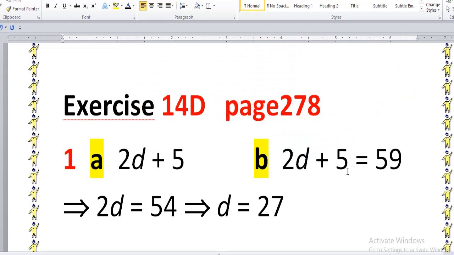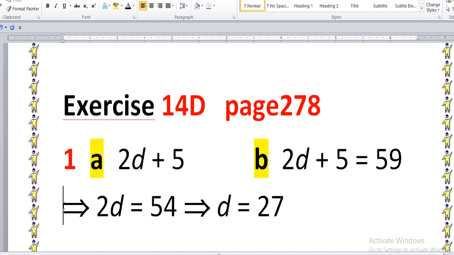First of all, we have to use the inverse operation to simplify this equation. We have plus 5. We have to, let's say, subtract both sides by 5. Okay? When we do that, we divide over 2. Because here we have 2 multiplied by D, so we divide both sides by 2. The answer would be 27 here. So 2D is equal to 54. This is the first step, okay?